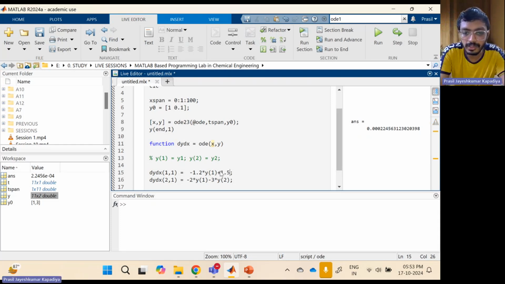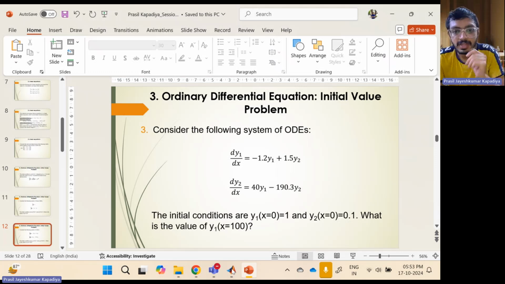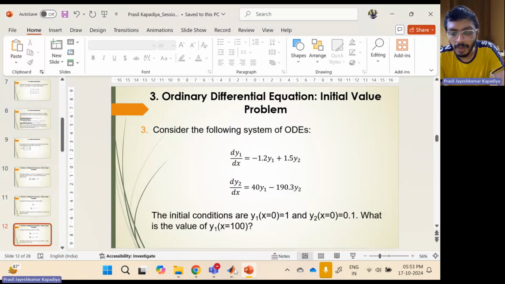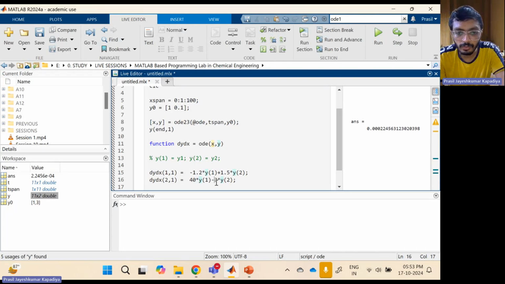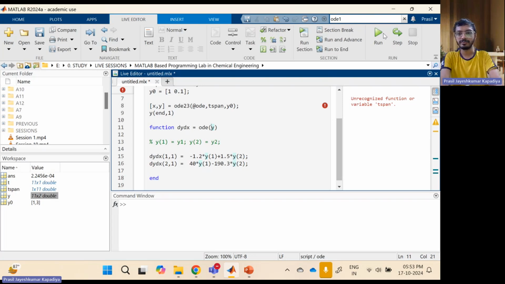Plus 1.5 into y of 2, and my second equation is 40 into y1 minus 190.3 into y2. Okay, and if I solve this, I guess here x is not required to define. Let's try to remove it and see if it works.